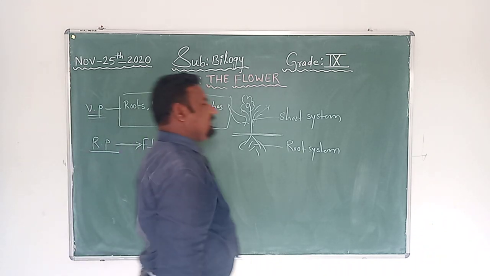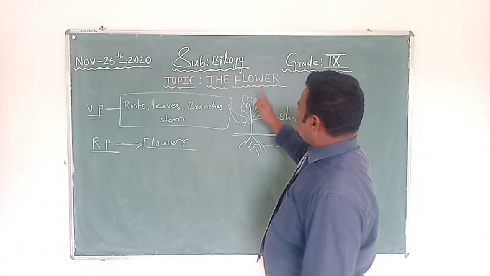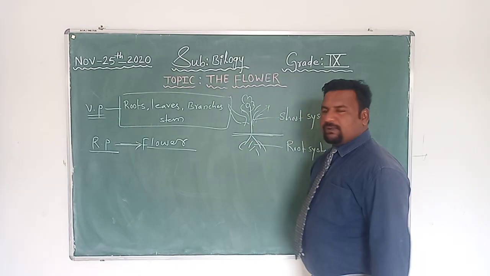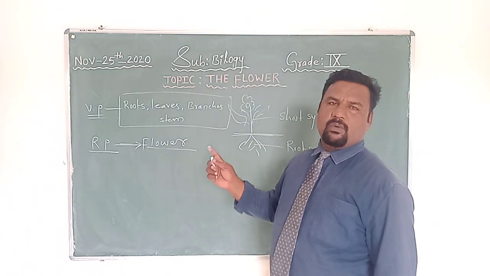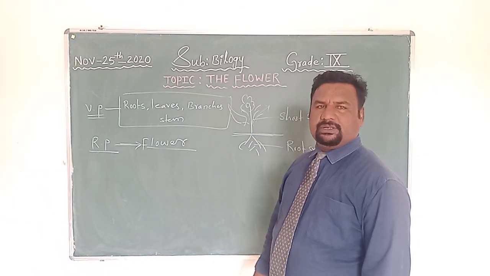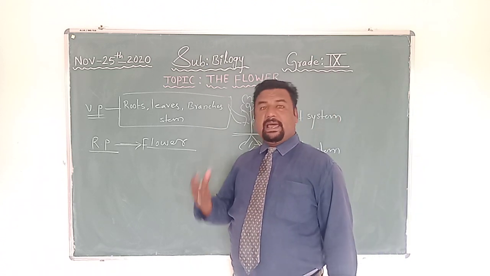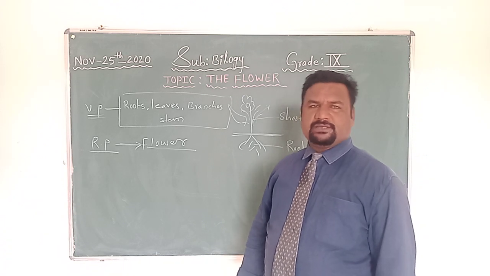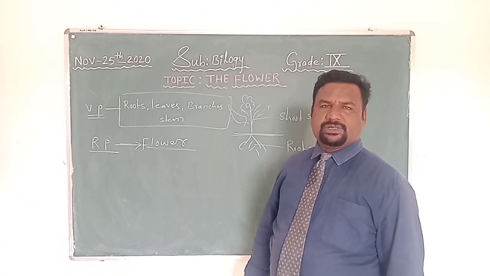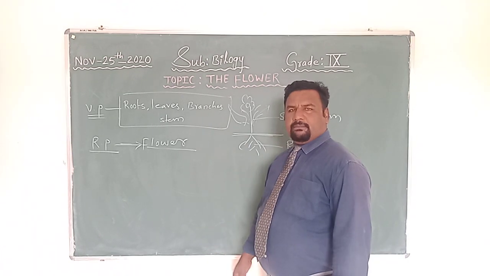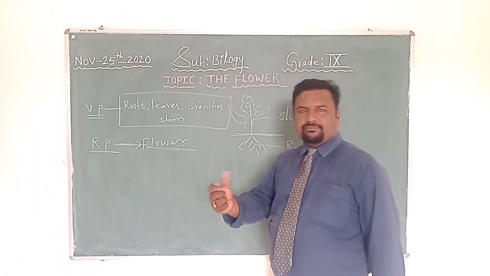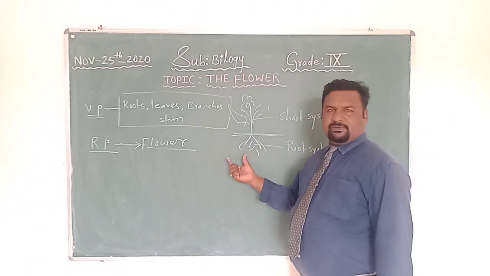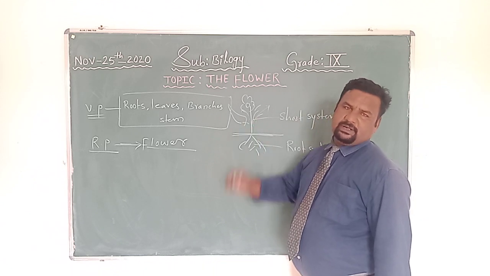So now we can say, what is a flower? How can you define the term flower? Flower is a reproductive part of a plant body. It is a reproductive part because it is involved in sexual reproduction. As you know, plants are capable of reproducing both by asexual reproduction as well as sexual reproduction.